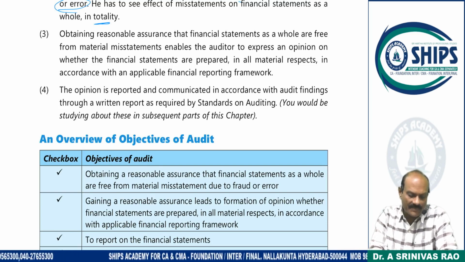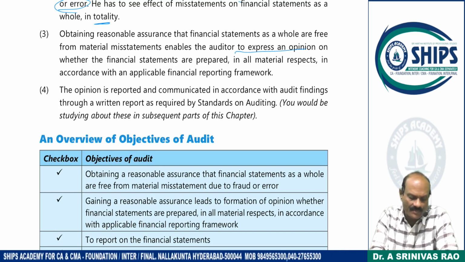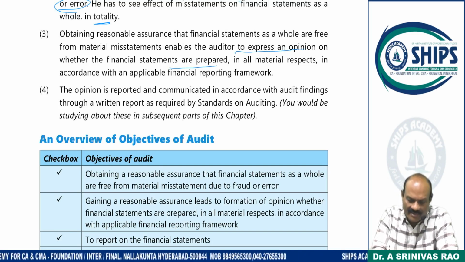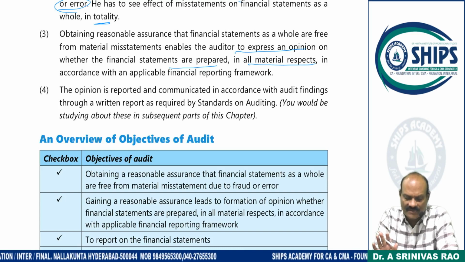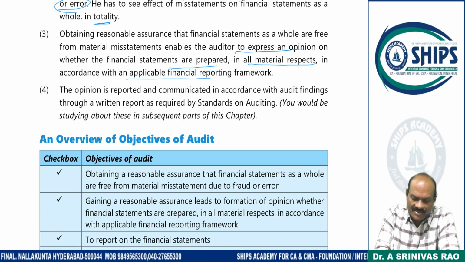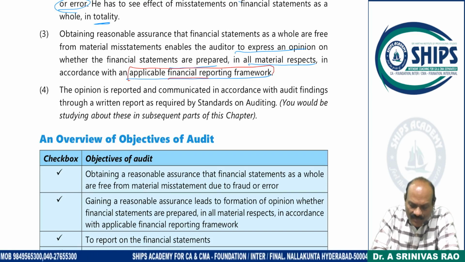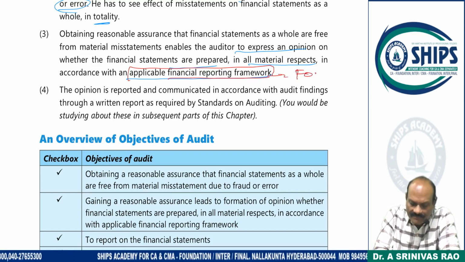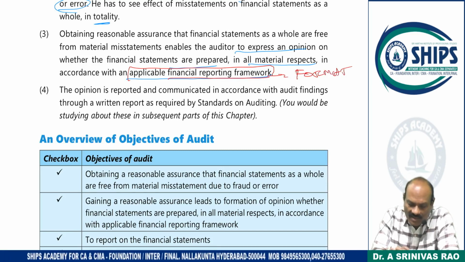And obtaining reasonable assurance that the financial statements as a whole are free from material misstatements enables the auditor to express his opinion whether the financial statements are prepared in all material aspects, with all items recorded in the books of accounts in accordance with the applicable financial reporting framework. What is the applicable financial reporting framework? I told you in the previous class, financial reporting framework means format. Wherever you see that phrase, it is format only.